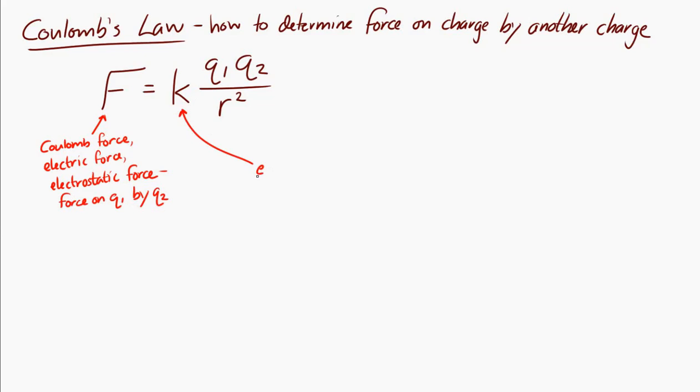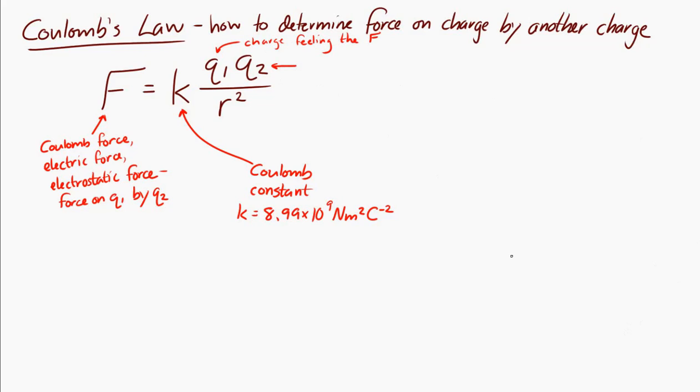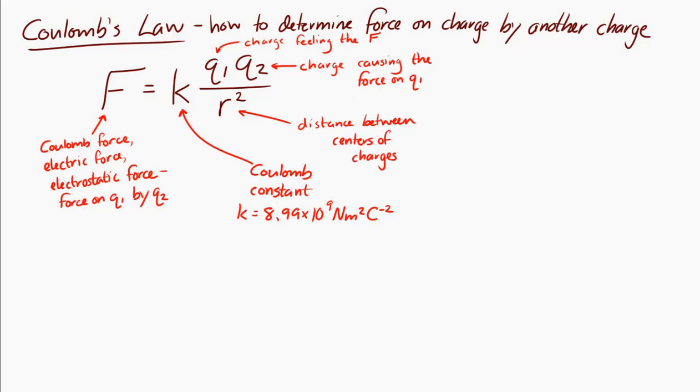k is called the Coulomb constant. k is equal to 8.99 times 10 to the 9 Newton meters squared per Coulomb squared. Q1 is the charge that's feeling that Coulomb force or electric force. Q2 is the charge that's causing the force on Q1, and r is the distance between the centers of the objects. So if you look at it, it looks pretty darn close to Newton's universal law of gravitation.